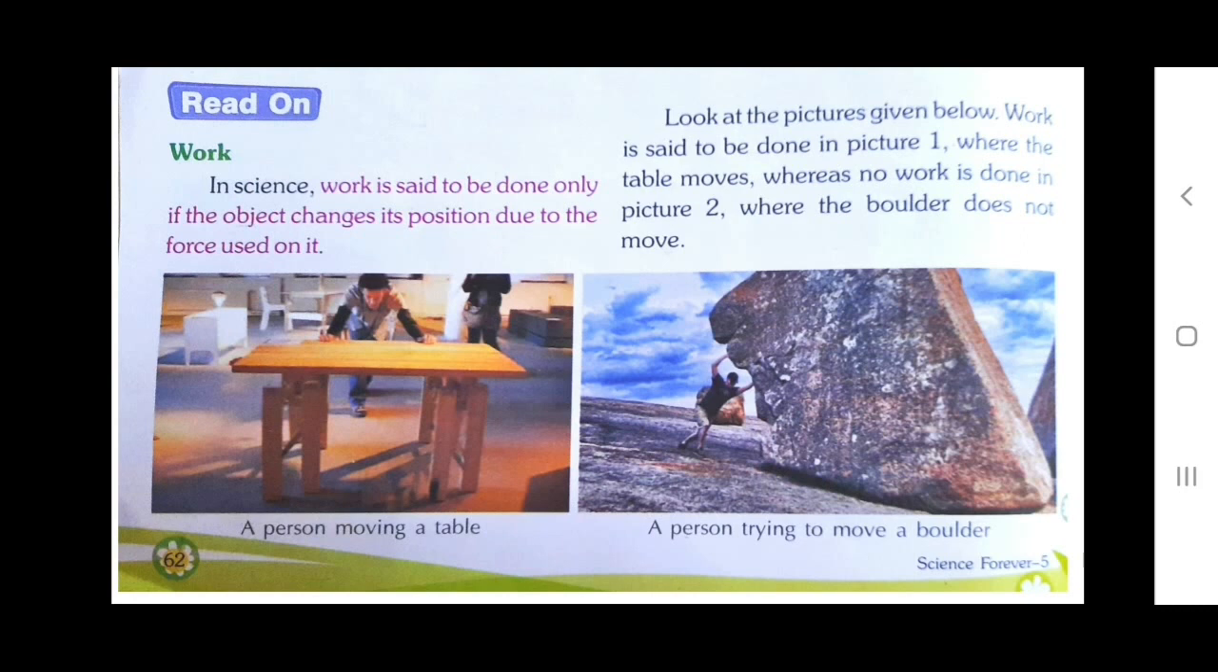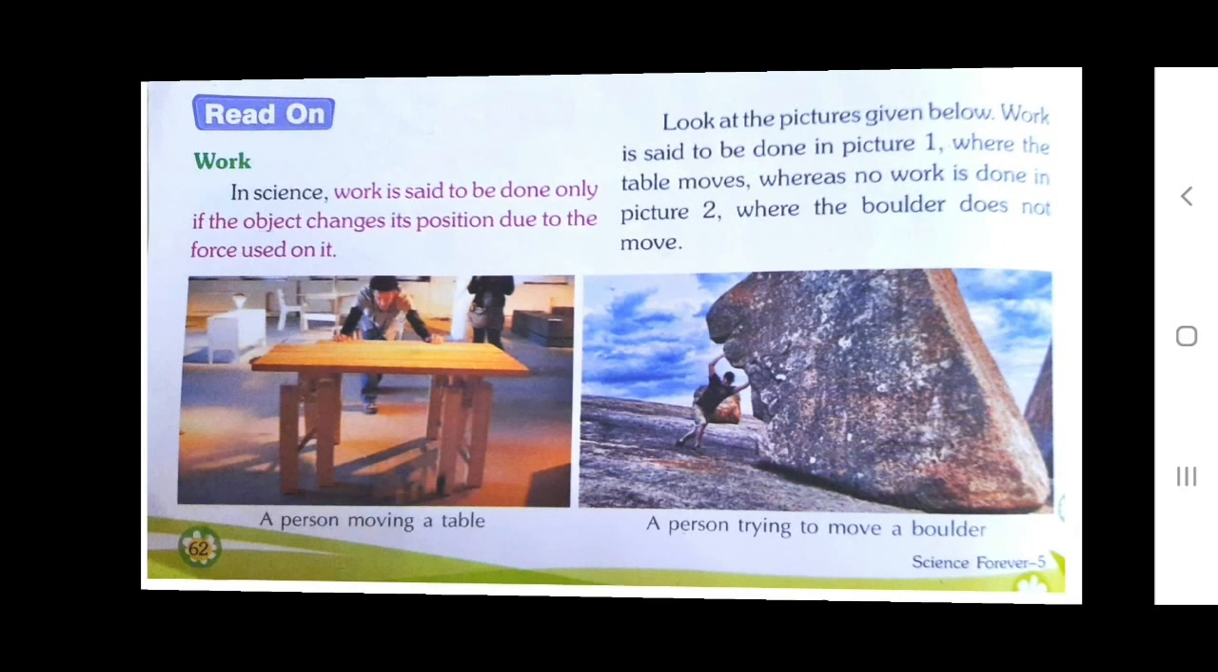Look at the pictures given below. Work is said to be done in picture 1 where the table moves, whereas no work is done in picture 2 where the boulder does not move. Right? In the first picture, the person is moving the table which is easily moving. So the work is done over here, but on the other hand, the boulder is not at all moving. So no work is done over here. Right?